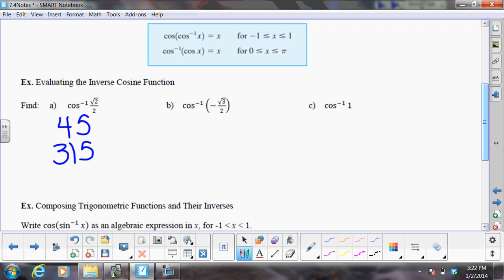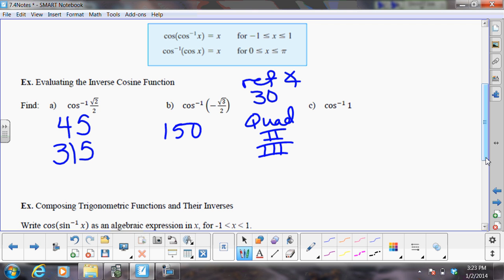Cosine of negative square root 3 over 2. Well, cosine of square root 3 over 2 is 30. That's the reference angle. And if we're negative, we're talking about quads 2 and 3. So this would be 150, 180 minus 30 is 150. And then 180 plus 30 is 210.